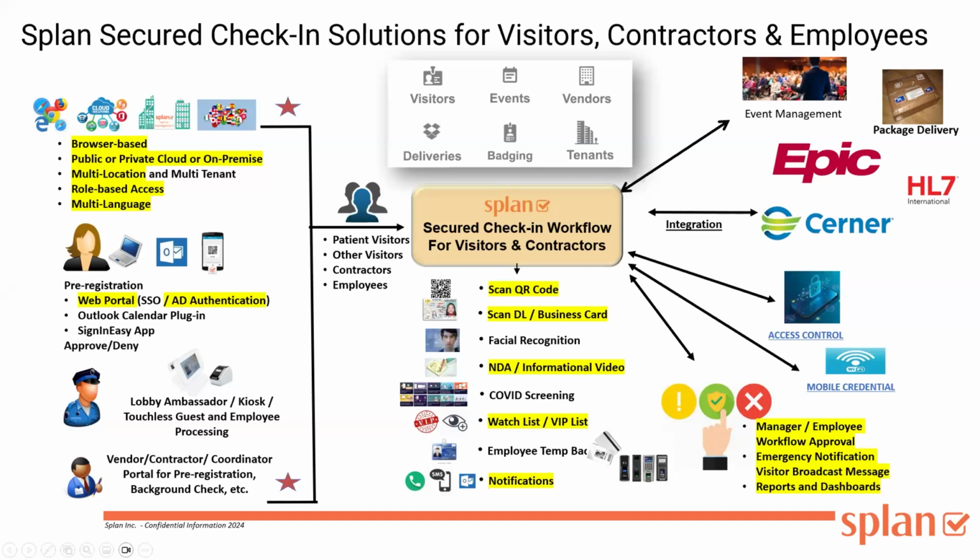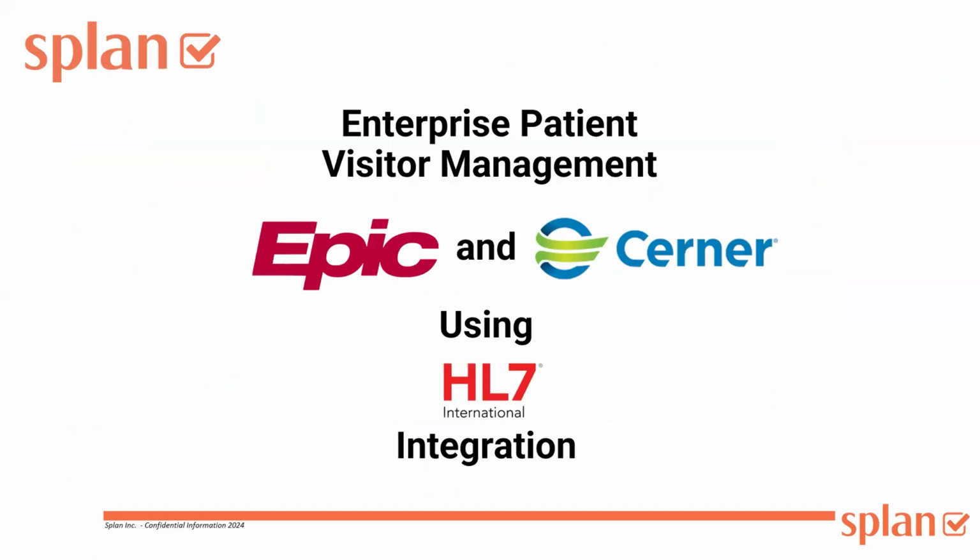So let's jump straight in now that you've kind of gotten an overall view of Splan. Let's jump straight in to what today's webinar is about. And it's Epic and or Cerner using HL-7. So Epic and Cerner are patient data information systems that keep all of that information and records of all the patients in the facility. And HL-7 you see in a lot of hospitals, that's kind of the middleware that takes all of those hospital enterprises and it rolls it up into one platform.